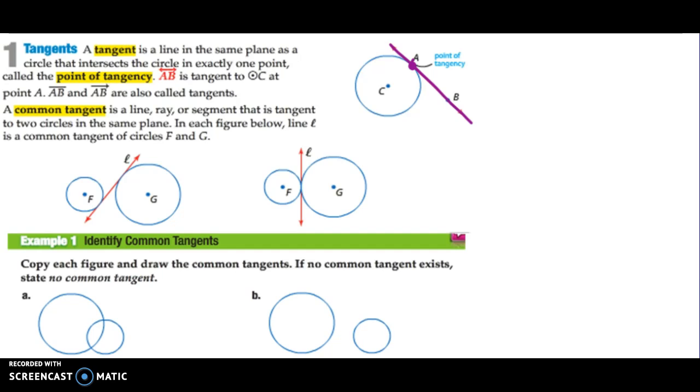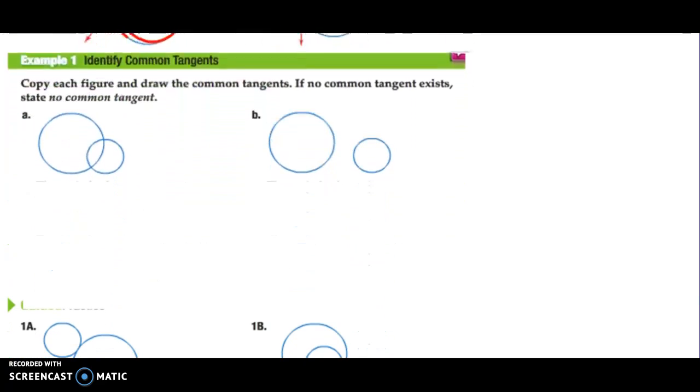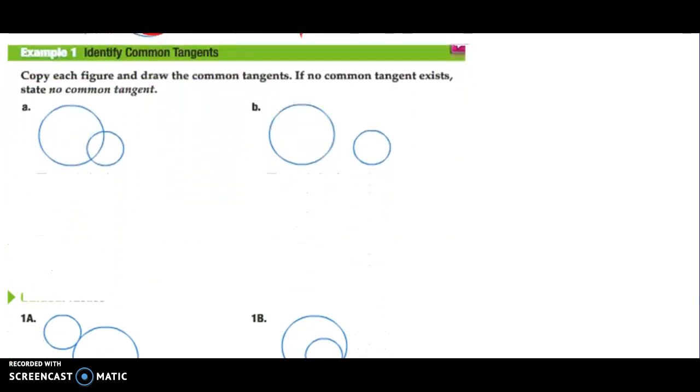Now, you can have something called a common tangent, and that's when one line is tangent to multiple figures. For example, circle F and circle G are both tangent to line L. So line L would be a common tangent between F and G. Now example 1 says, show if there's a common tangent between these two. If no common tangent, then write no common tangent.